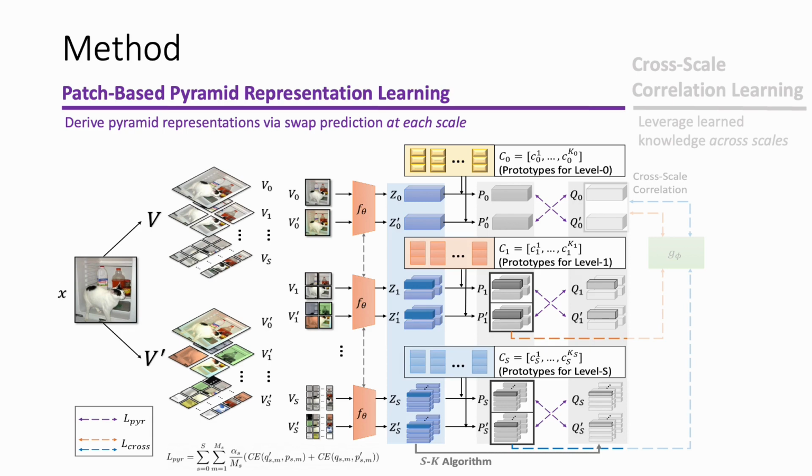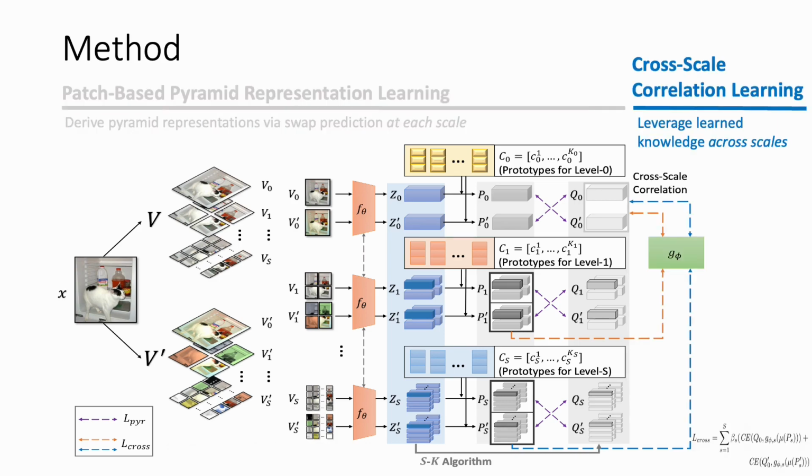The main difference is that only one positive pair exists in the first level, while multiple positive pairs are present at other levels due to the presence of smaller patches. The second component of our framework is cross-scale correlation learning. To leverage the information and correlation across levels, we aggregate the vector P at each level and pass it into a linear projection layer G. The consistency between the patch level vector P and the image level assignment Q is enforced by using cross-entropy loss.